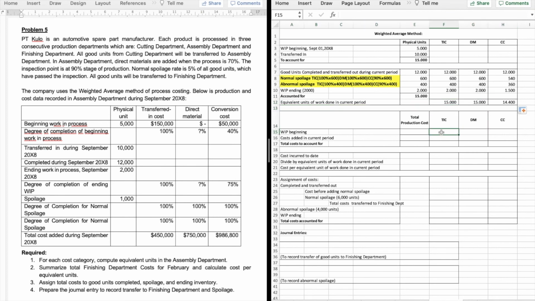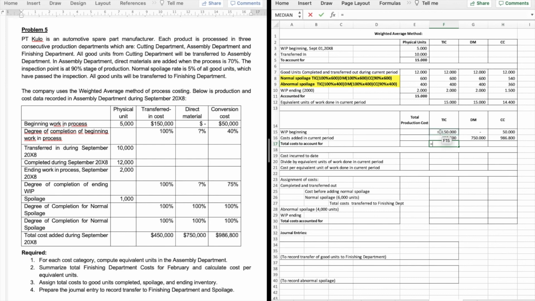Okay, and moving on, we're going to calculate the total production cost. From the beginning work in process, transferred in cost we have 150,000. Direct materials are 0 and the conversion costs are 50,000. And the cost added in the current period is 450, direct materials is 750, and for the conversion cost is 986,800.